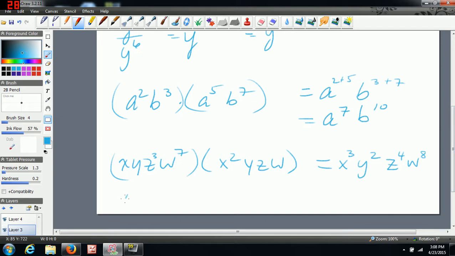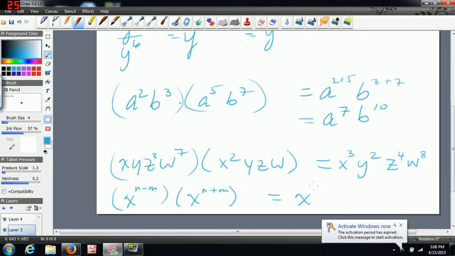Like, let's say you're multiplying x to the n minus m times x to the, say, n plus m. Okay, now over here again you've got the same base. So when you're multiplying two things with the same base, you just add the exponents. So you take the exponent n minus m and you add the other exponent.